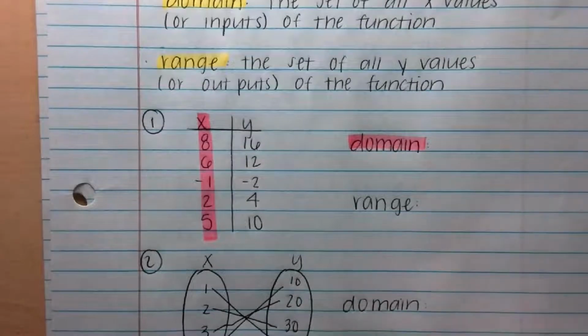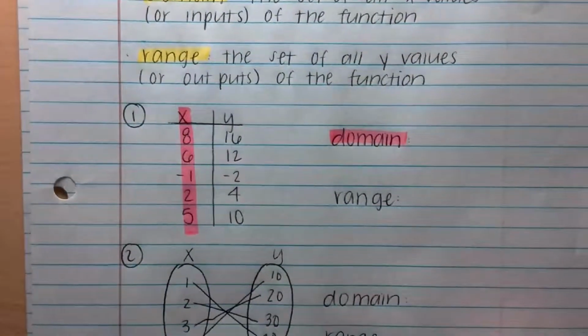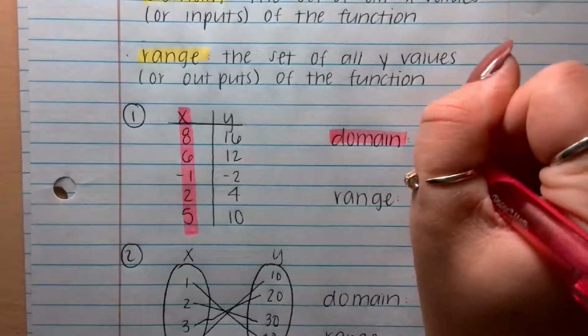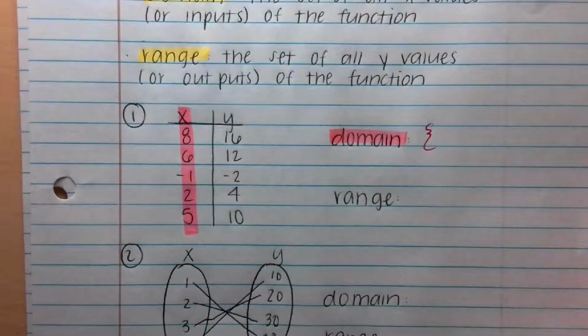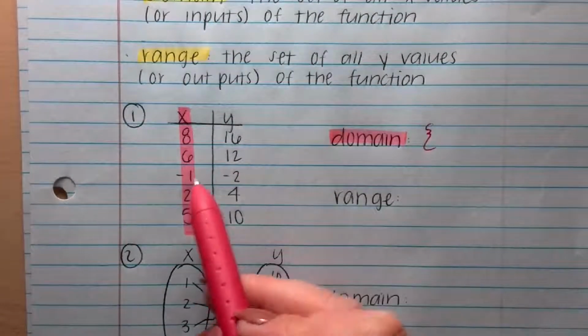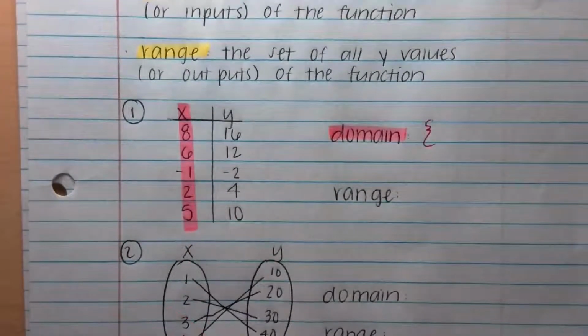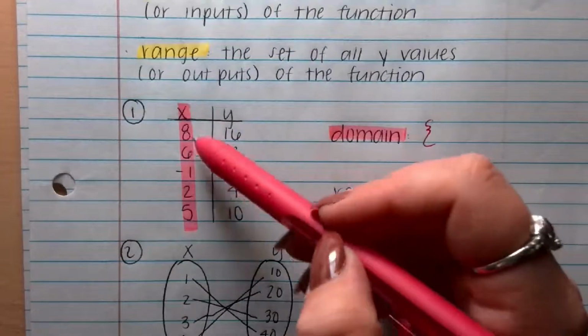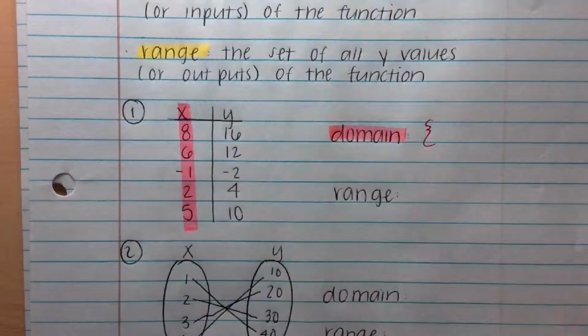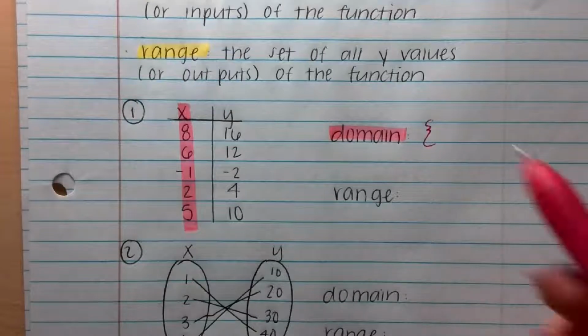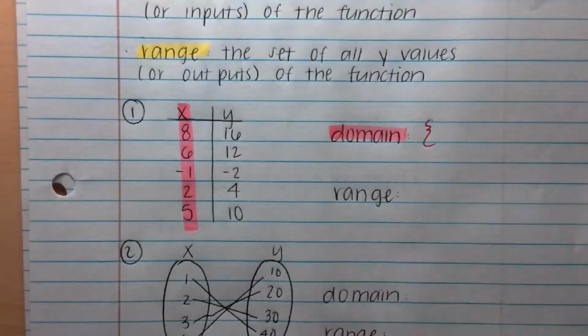The most important thing when you're writing your domain and range is that we're going to write them in set notation. Set notation is when we have our little squiggly brackets, right? And when we write it out, we need to put our numbers in order from least to greatest. Sometimes they'll be given to you least to greatest, other times they will not. So that's just a little added step, but nothing you can't handle, right?